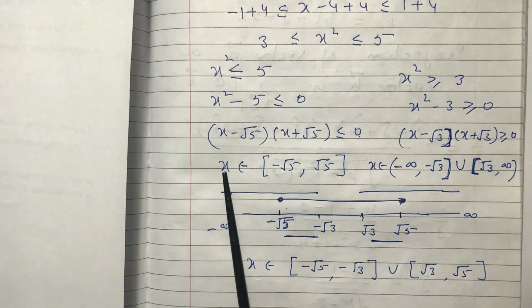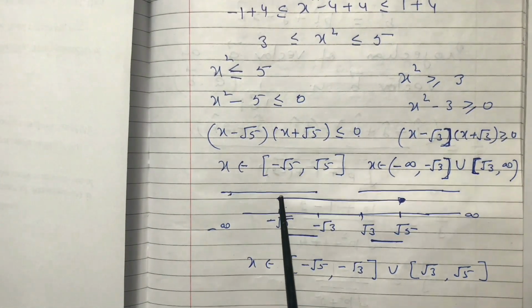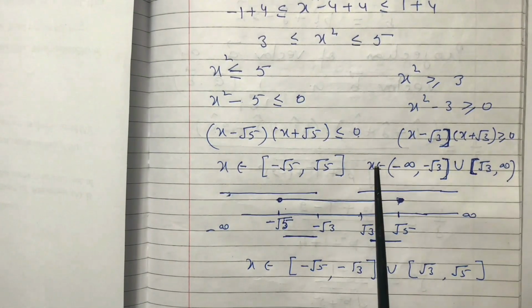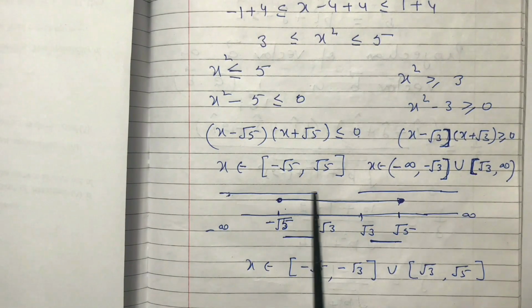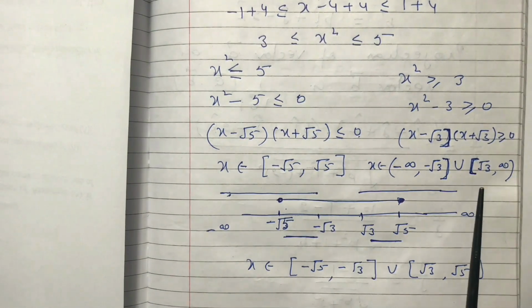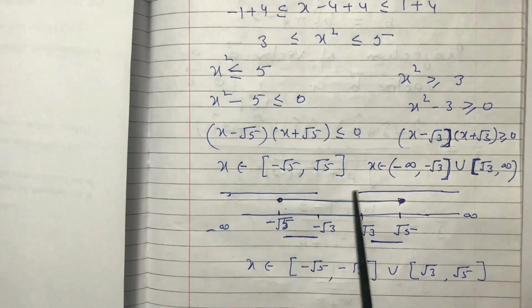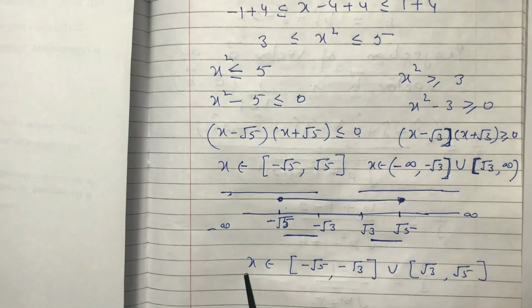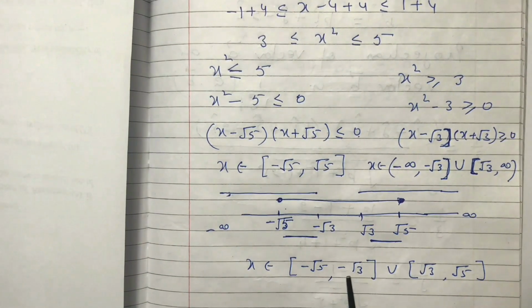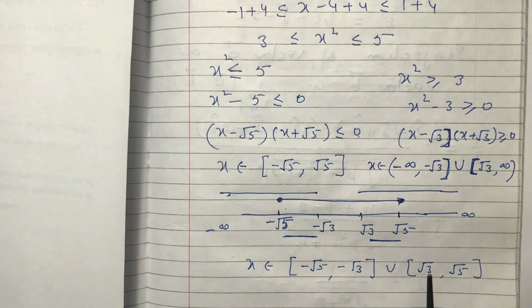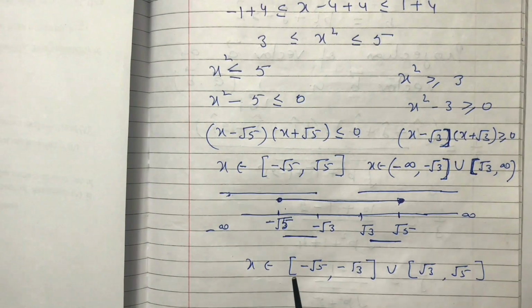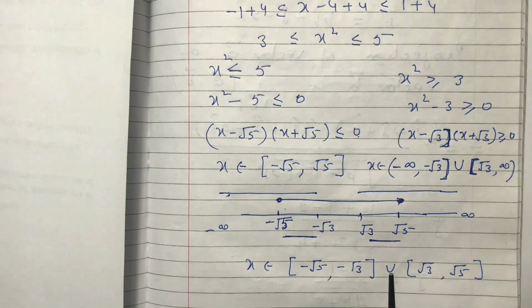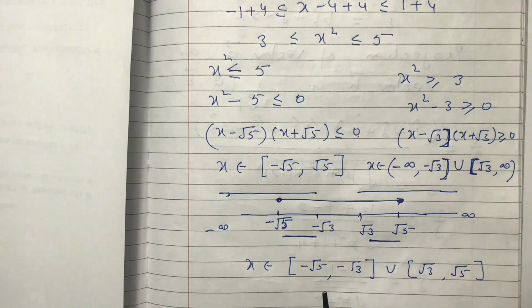So this x belongs to this comes from here to here. X belongs to this comes from here to here, here to here. So this is a common portion. So that is the domain. So x belongs to minus root 5 to minus root 3 and root 3 to root 5. So I have used close bracket and there is union between it. So that is the domain.